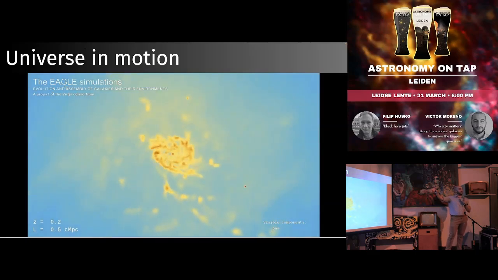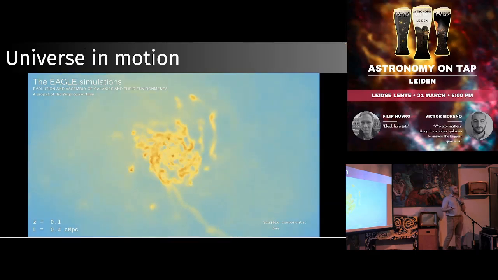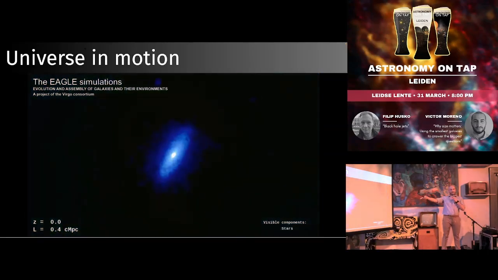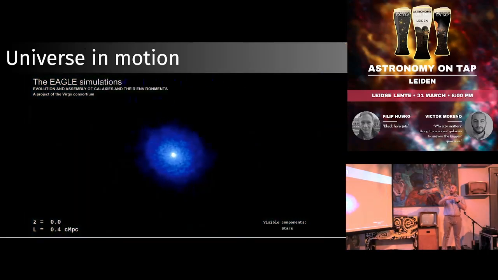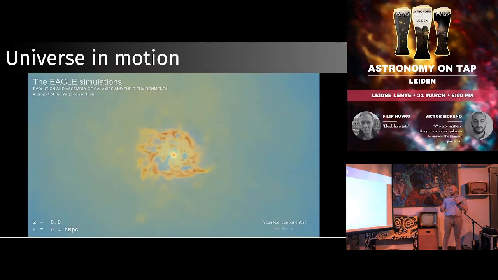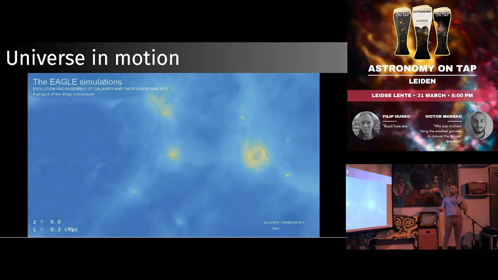But you would not be able to see this in the real universe ever. And now we're approaching the present day. Now what we're going to see is a zoom-out view, essentially of the stars, of where this galaxy is located within this cosmic web of dark matter and gas and stars. So now we're zooming out, you can see that's where the galaxy was.